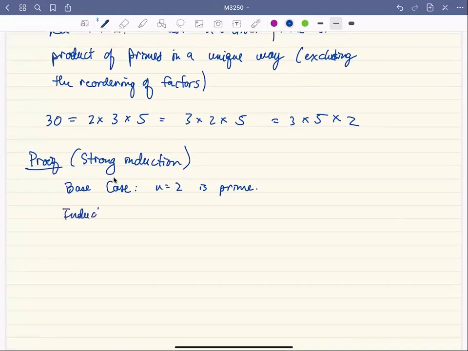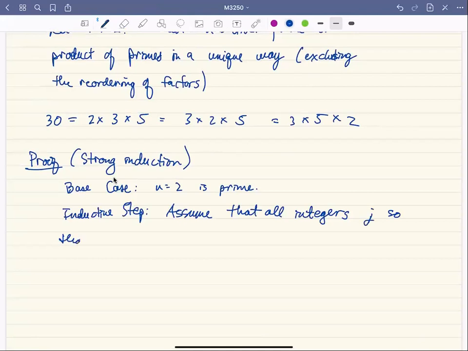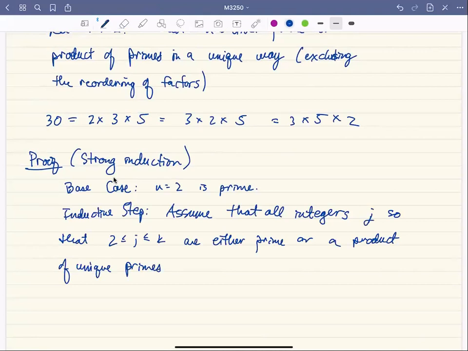For our inductive step, what we're going to do is assume that the statement holds for all integers j such that 2 is less than or equal to j is less than or equal to k, that they are either prime or a product of primes in a unique way. Let me say it that way, because saying unique primes makes it sound like I mean distinct, which I don't mean.